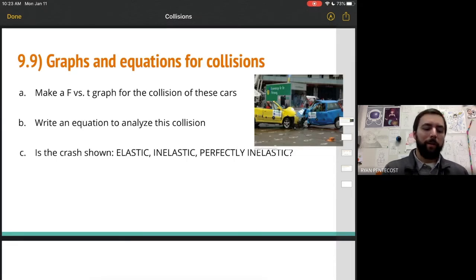Hi, everyone. Today we're going to talk about collisions in our Chapter 9 over linear momentum and center of mass. So first we have these two cars. Okay, we're going to talk about the graphs and equations for collisions.